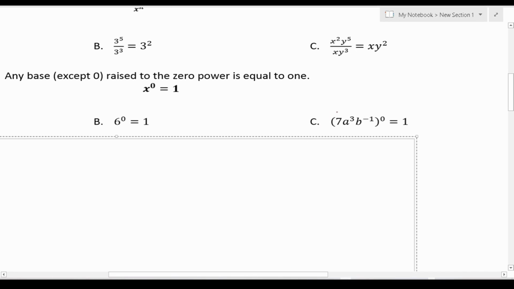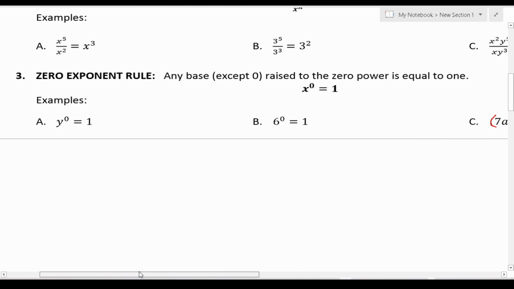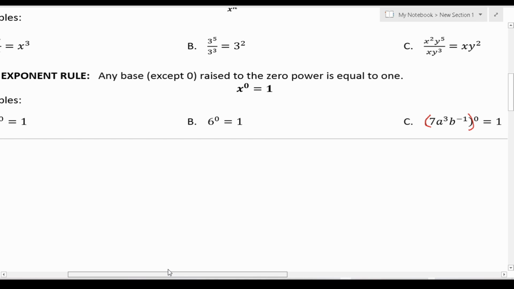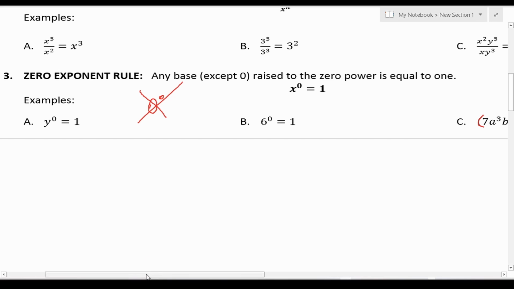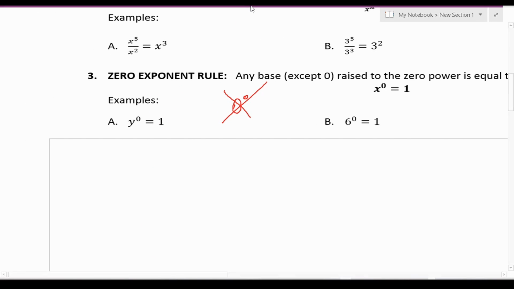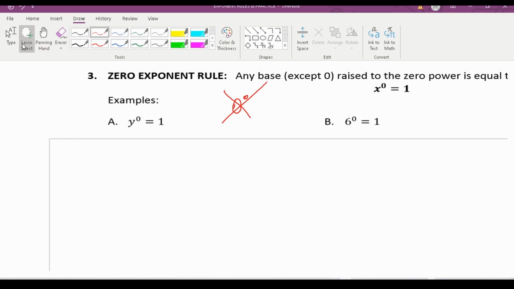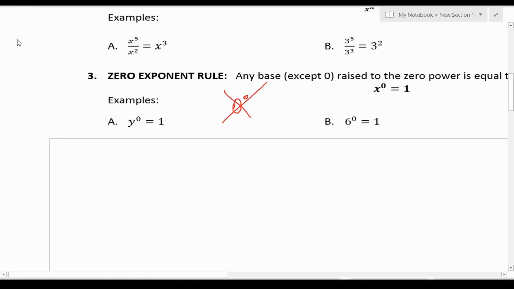And all this, which is inside parentheses, raised to the 0 power, is just 1. Again, according to the 0 exponent rule, anything raised to the 0 power is just 1, excluding 0. Again, this does not apply to 0 to the 0 power. Everything else does. All right, let's move on to the fourth exponent rule.